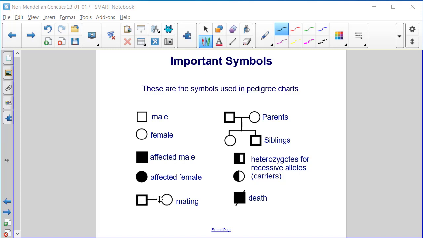So if this is the first generation, these are parents, male and female. They have offspring, female and male. These are siblings. If a person is heterozygous for the recessive allele, or a carrier, we will half shade them. And if a death occurs, we will cross it out.